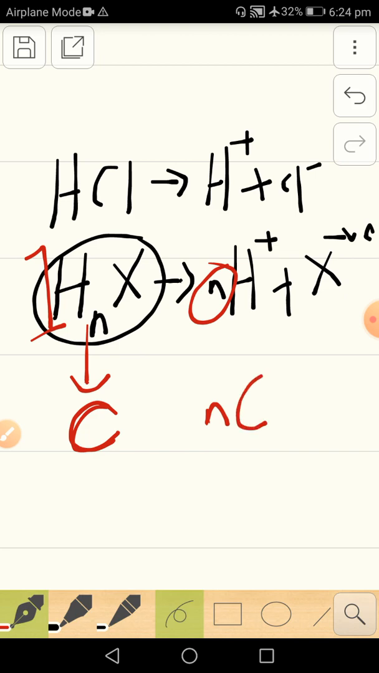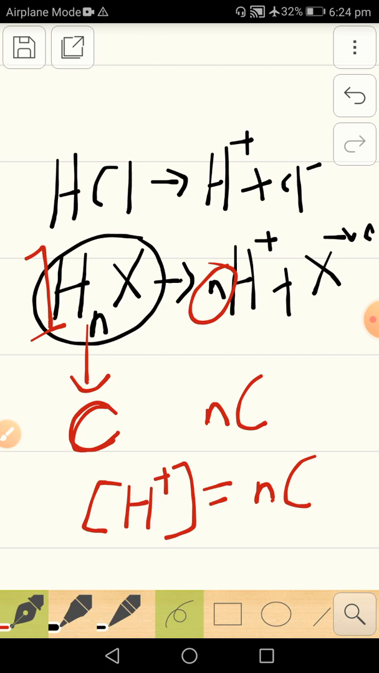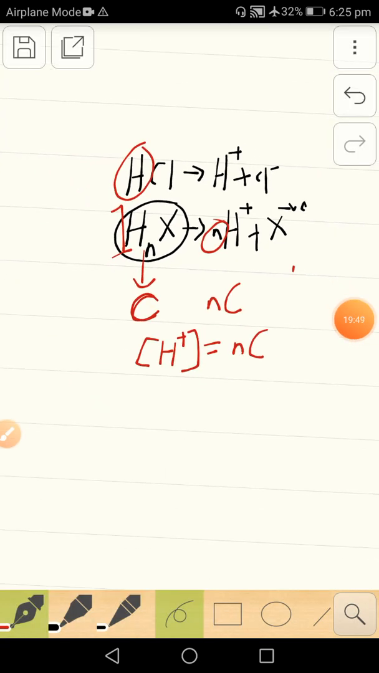So for strong acids, the concentration of H plus will be equal to nC, where C is the concentration of acid. Okay, but basically in most cases we use monoprotic acids, or single dissociation of acids, because in most cases the double dissociation is not a one-way reaction. Most of the time the single dissociation is the only one-way reaction. Okay, let me tell you why this is.